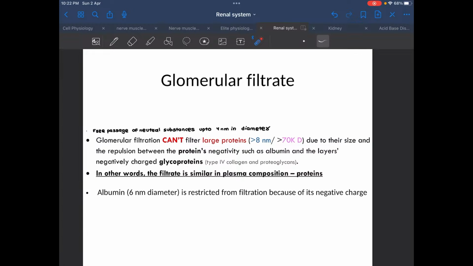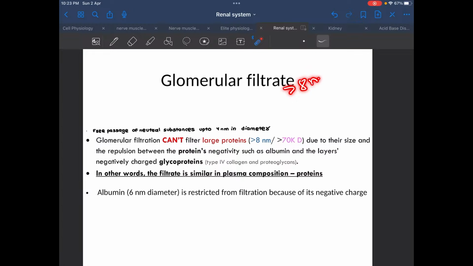Take negatively charged proteins like albumin, for example. Albumin is 6 nanometers in diameter, so it lies between 4 and 7 nanometers. Because albumin is negatively charged, it is repelled. That is why we have some amount of protein being lost in the urine, but not excessively, like 150 mg per day in 24 hours. That is perfectly normal. Then 500 to 400 is functional proteinuria. So basically, albumin is repelled due to its size as well as due to its charge.